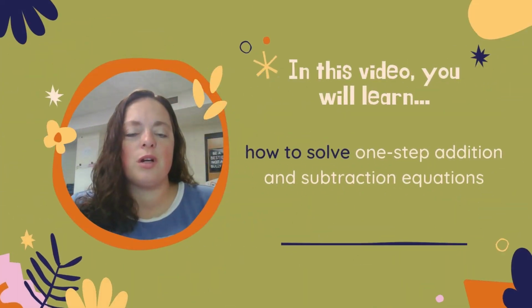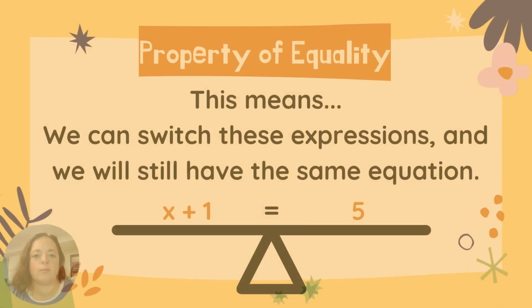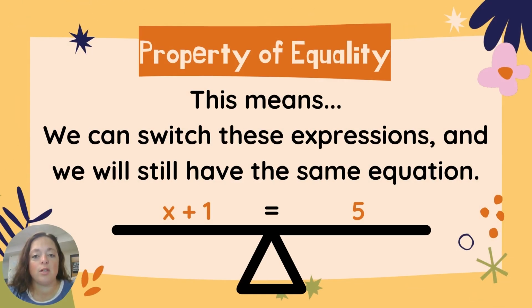In this video, you will learn how to solve one-step addition and subtraction equations. Remember that the property of equality means the state of being equal. If you have A and B equal to each other, you can swap them around however you need to. This also means that we can switch the expressions on either side of the equal sign. So here you can see we switched x plus 1 equals 5 and 5 equals x plus 1.